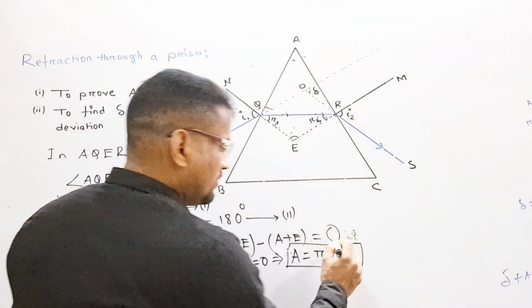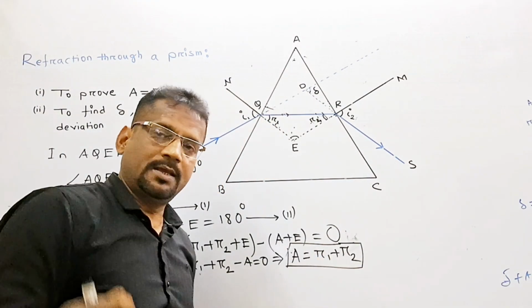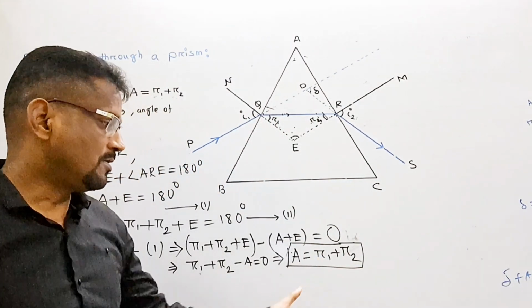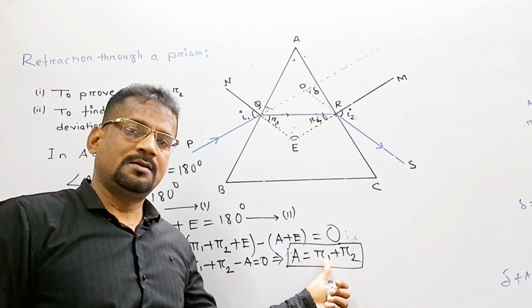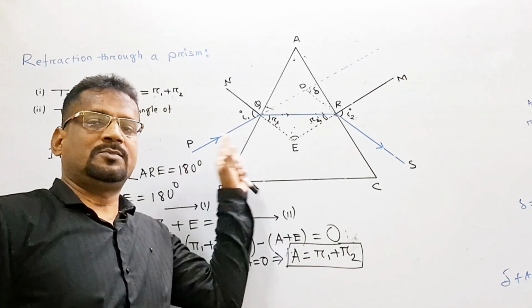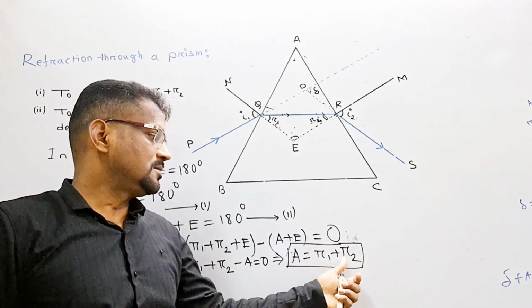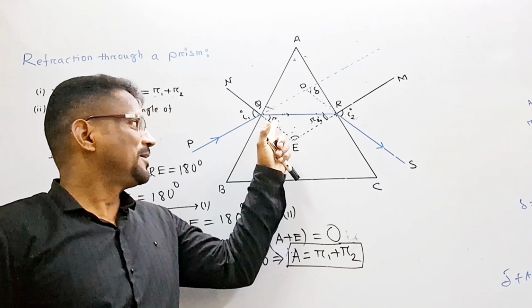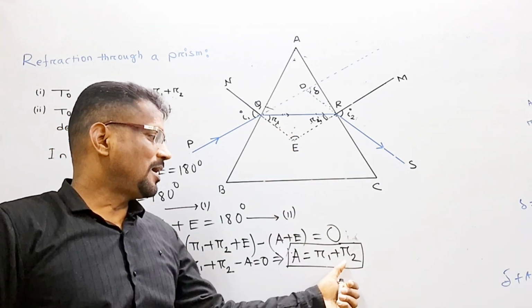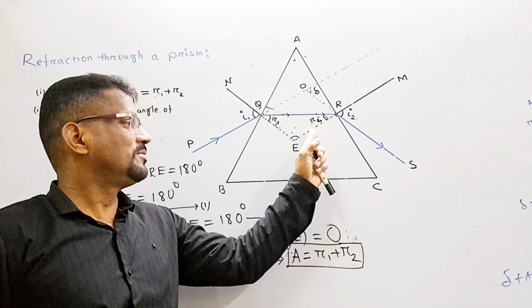That means the angle of prism is the sum of which two angles? R2 is the angle of incidence when the light ray enters from the air medium to the prism medium, and R1 is the angle of refraction, and R1 is the angle of refraction and R2 is the angle of incidence.